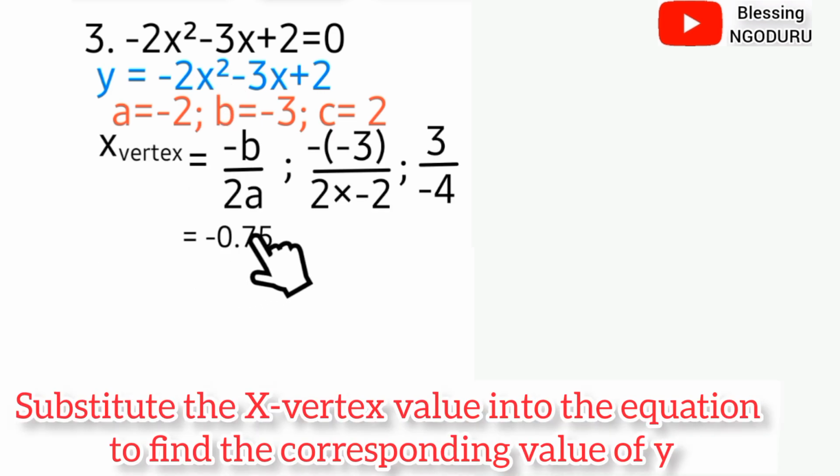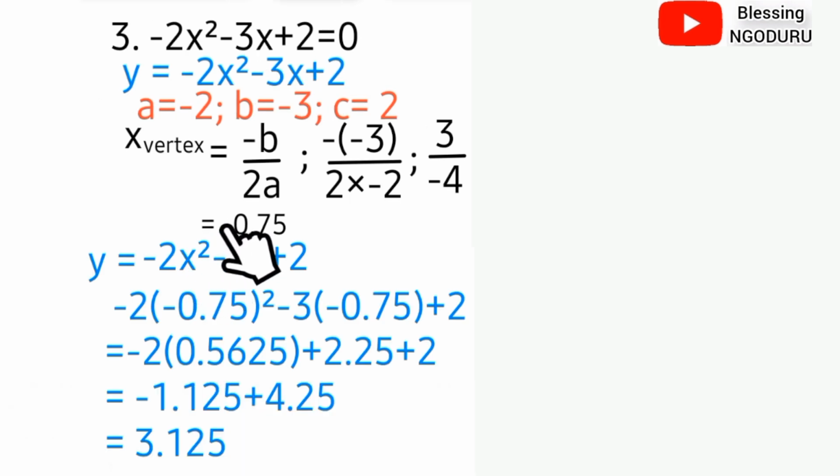Now let's substitute this into this equation to find the corresponding y value. Minus 2 x squared, our x value is minus 0.75 squared, minus 3 times x, plus 2. The square of this value gives this. Minus 3 times this value gives this, and then plus 2. Minus 2 times these values gives this. This plus this gives 4.25. And so minus 1.125 plus this gives this. So this is the corresponding y value when x is minus 0.75.